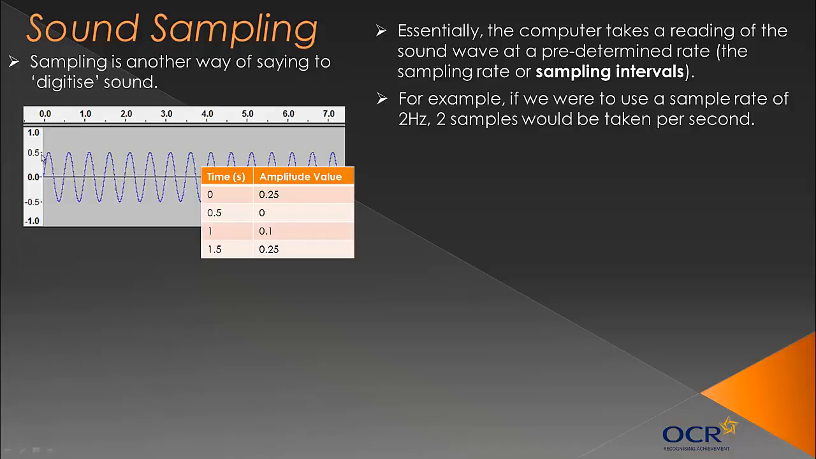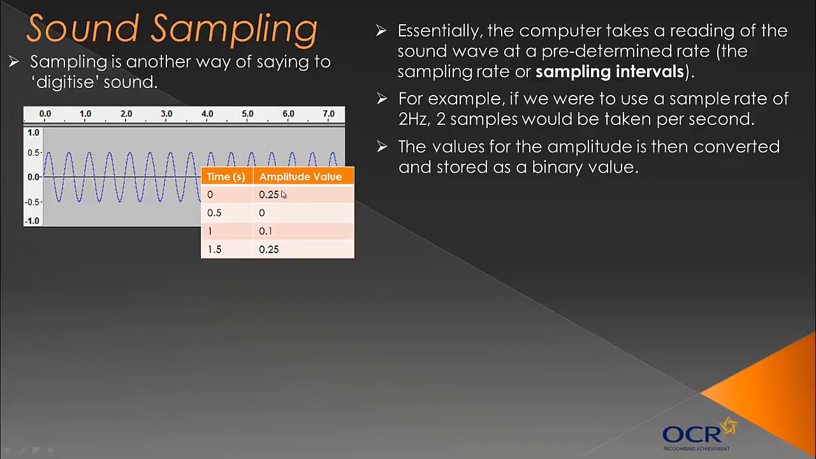So at 0 it's roughly 0.25, at 0.5 seconds it's roughly 0, at 1 second it's roughly 0.1, and at 1.5 seconds it's roughly 0.25. That's a reading that it will have. And the values for the amplitude that have been taken at these different intervals are then converted and stored as a binary value. You can't store 0.25 in a computer, it needs to be represented as a binary value.